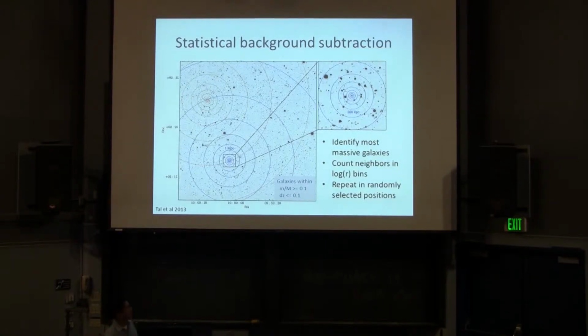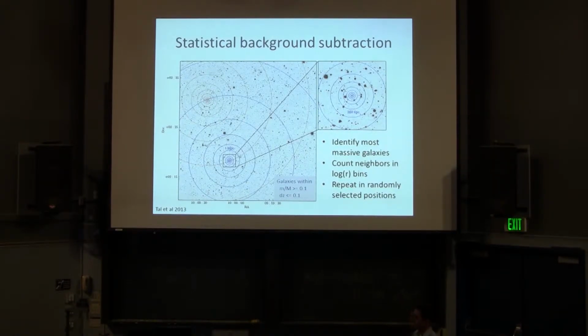In this example, what I'm doing is just identifying a central galaxy, or a primary galaxy, and then counting galaxies around it in radial bands, within a mass ratio of 1 to 10 and some redshift slice. This is essentially a two-point correlation function. And of course, you have to account for the contamination by background and foreground sources.